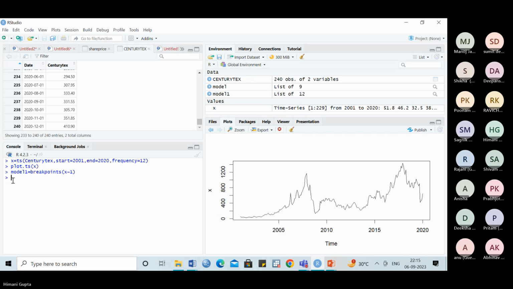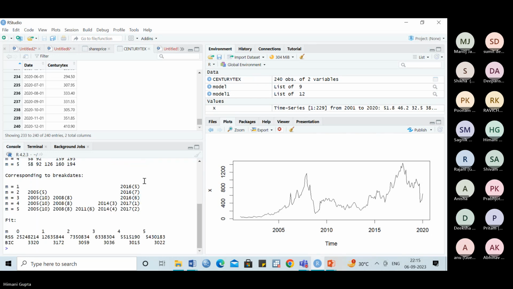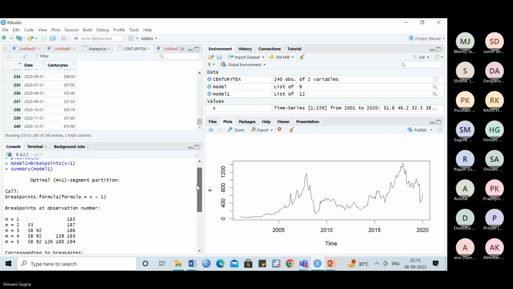Done. Now I'll say summary of model 1. Now, if you observe, the same number of observations are there that we got previously: 52, 58, 92, 126, 160, 194. Now it's saying that if you want to take only one structural break, it should fall on the 185th observation.